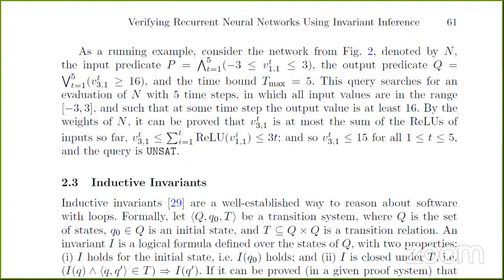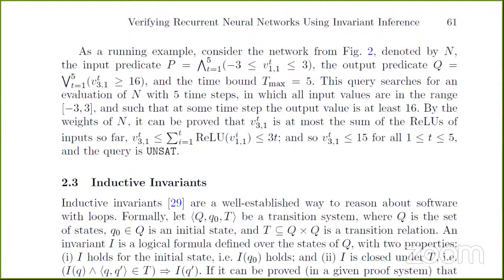So we have a precondition, we have a post condition, we have a T max, which is the bound on the time for which we are going to verify this property, which is 5, and we have the network, which was specified earlier on the last page in the figure. So this is what our verification queries are going to look like.